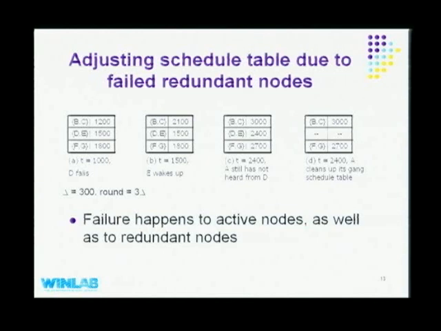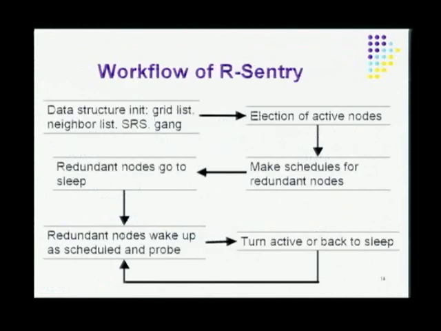Because the number of gangs changes from 3 to 2, we change the run from 3 delta to 2 delta, and we do the adjusting accordingly when we make the schedule for the gang which wakes up next time. So I guess this slide answers the question from you.